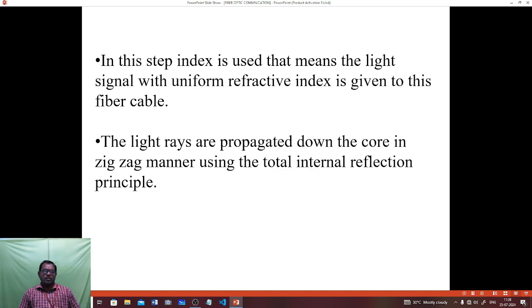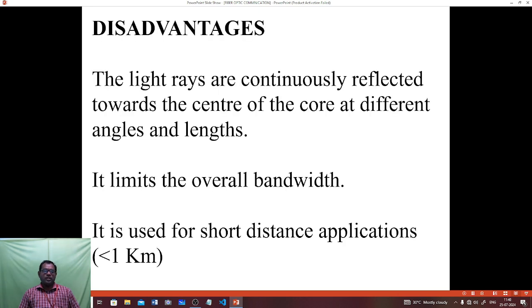In this, step index is used, which means the light signal is given to the fiber cable with a uniform refractive index. The light rays are propagated down the core in a zigzag manner using the total internal reflection principle. The light rays are continuously reflected towards the center of the core at different angles and lengths. It limits the overall bandwidth. It is used for short distance applications. So thank you for your contribution.